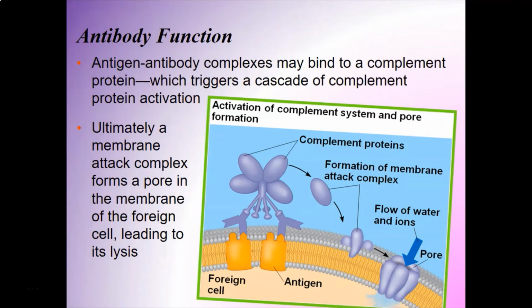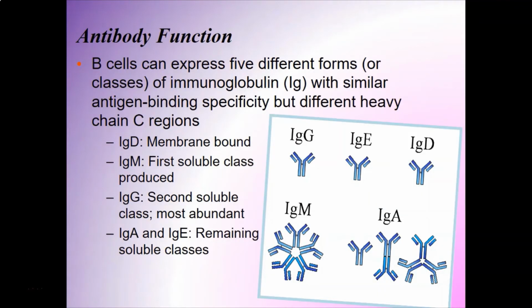But as you guys go into college and you take some immunity or immunology classes, you're going to learn a whole lot more about antibody function, right? And B cells can express 5 different forms or classes of immunoglobulins or antibodies with similar antigen binding specificity, but different heavy chain regions. So as you can see, maybe all of these antibodies here have the exact same variable region. They will all bond to the same exact antigen. However, look at their other regions, right? They're all different from each other. They can be very different. So basically, you can see here what they're used for. Like I said, I'm not going to bother you guys about this, but it's really important, and you'll learn all about them someday.